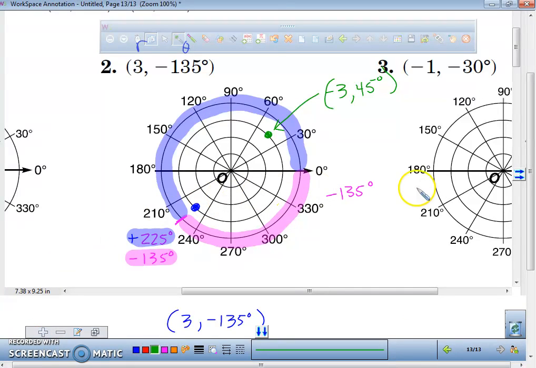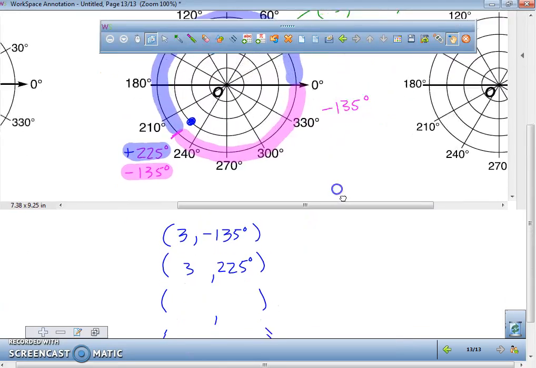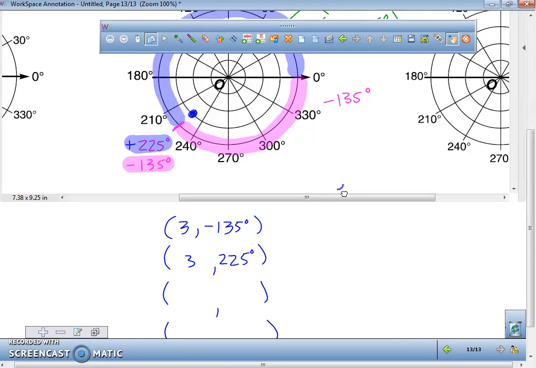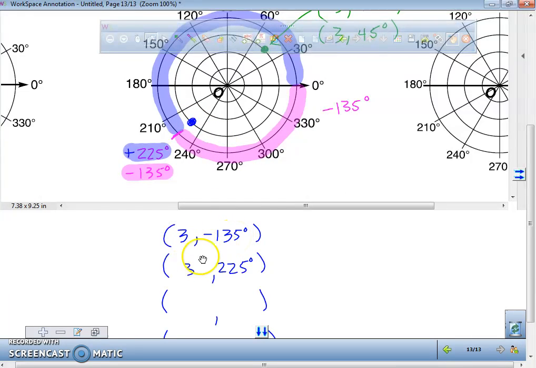All right, so what we're going to do right now, let me go back up here, that's not what I wanted to do. I'll put negative 3, negative 135 degrees right here, which can also be a positive 3, 45 degrees. I want you guys to understand there's different ways to represent a point. Right here, this point is at 3, negative 135. It's also at 3, positive 225.